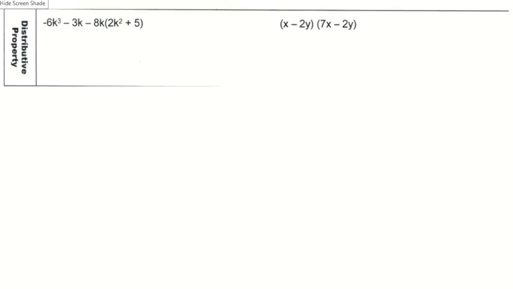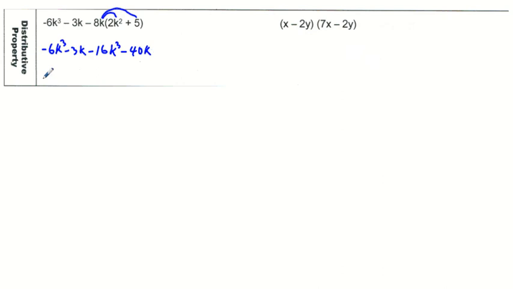Next problem we're going to look at, I think this might be the last one we do, is our distributive property. So we're going to simplify this. And we distribute this negative 8k. So we'll bring down negative 6k cubed minus 3k. Now the distribution here, negative 8k times 2k squared is going to be negative 16k cubed. And then negative 8k times 5 is going to be minus 40k.